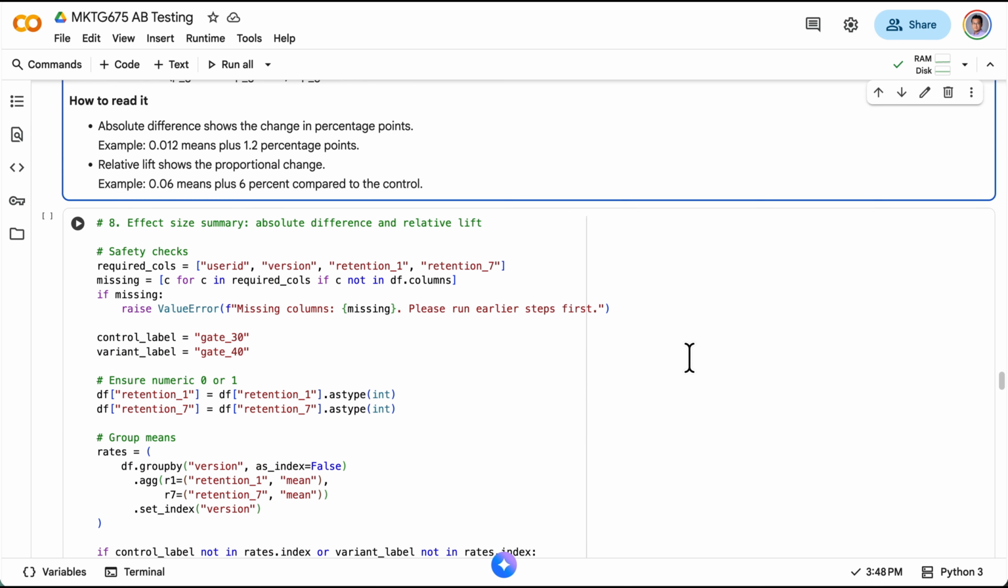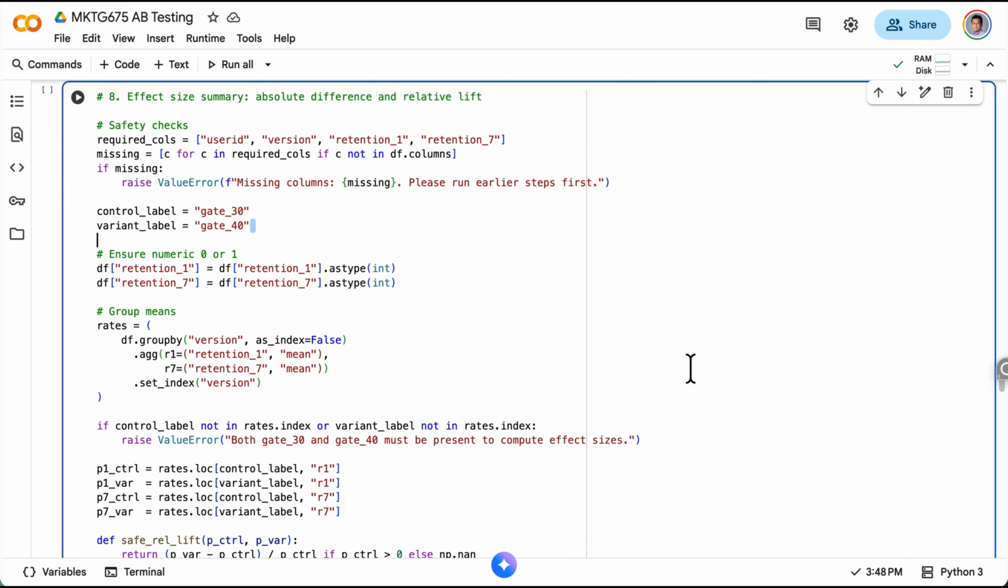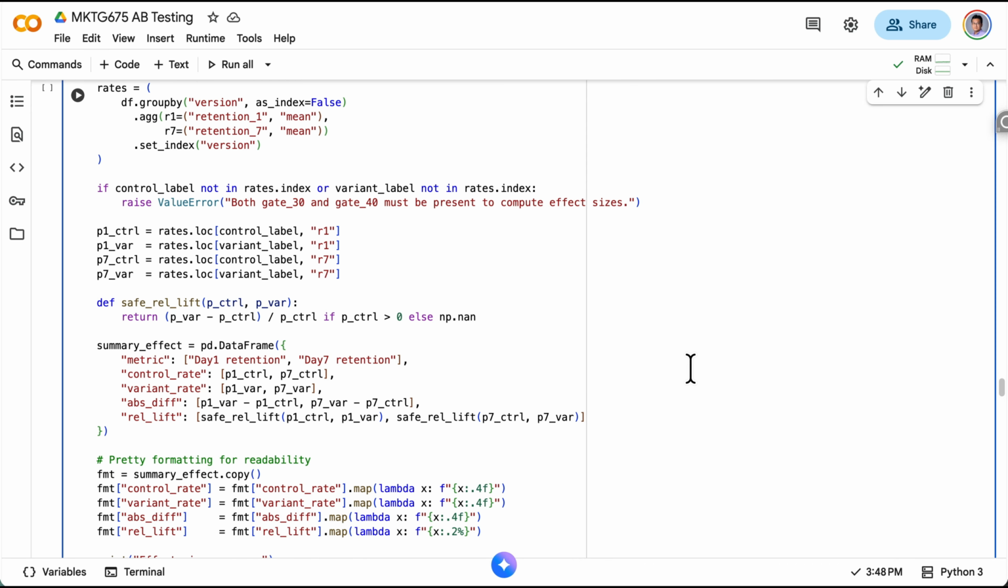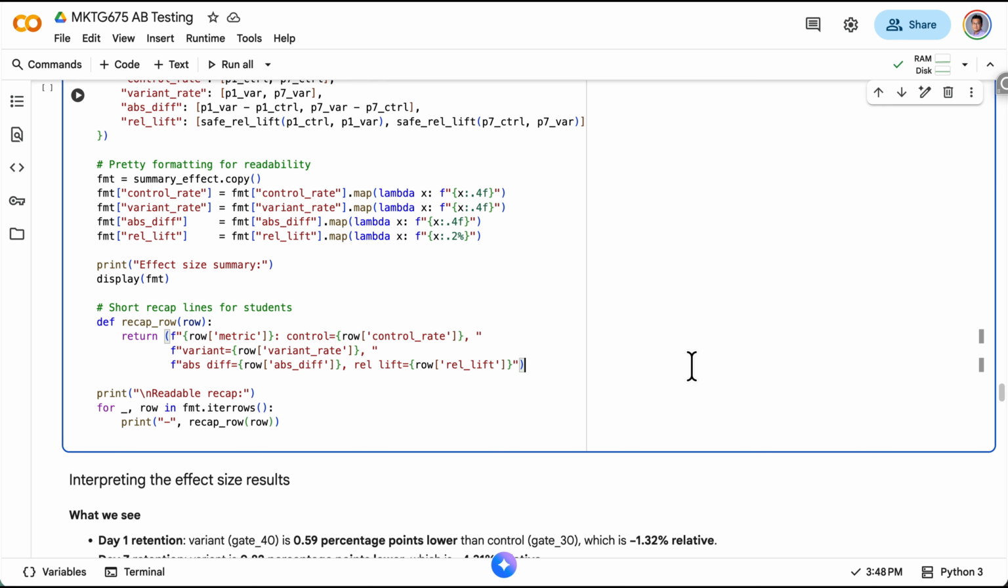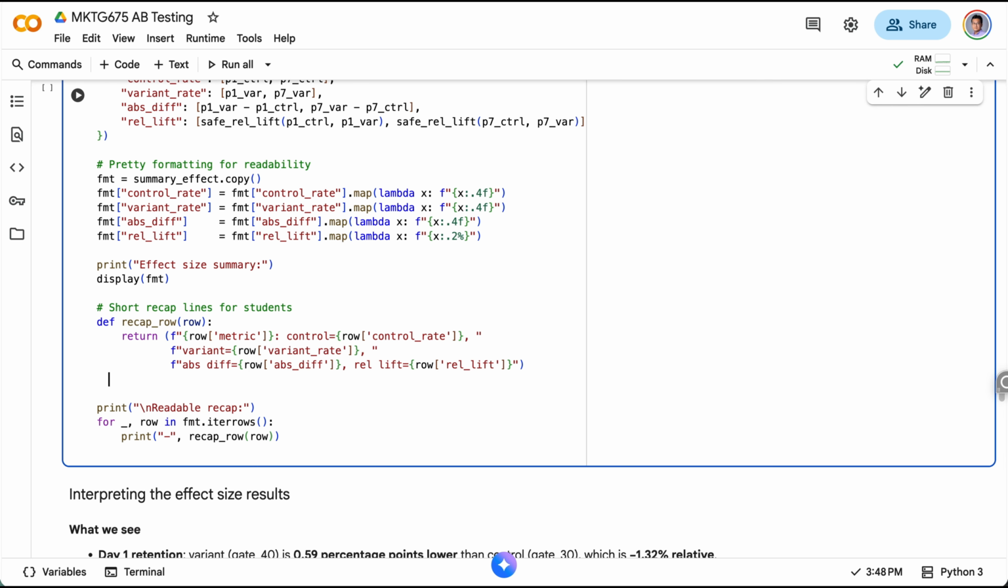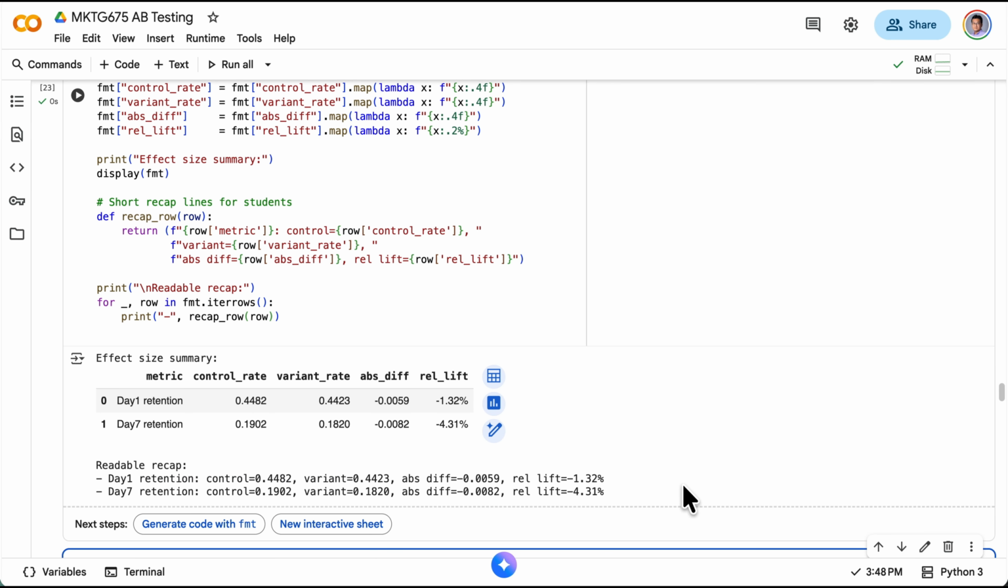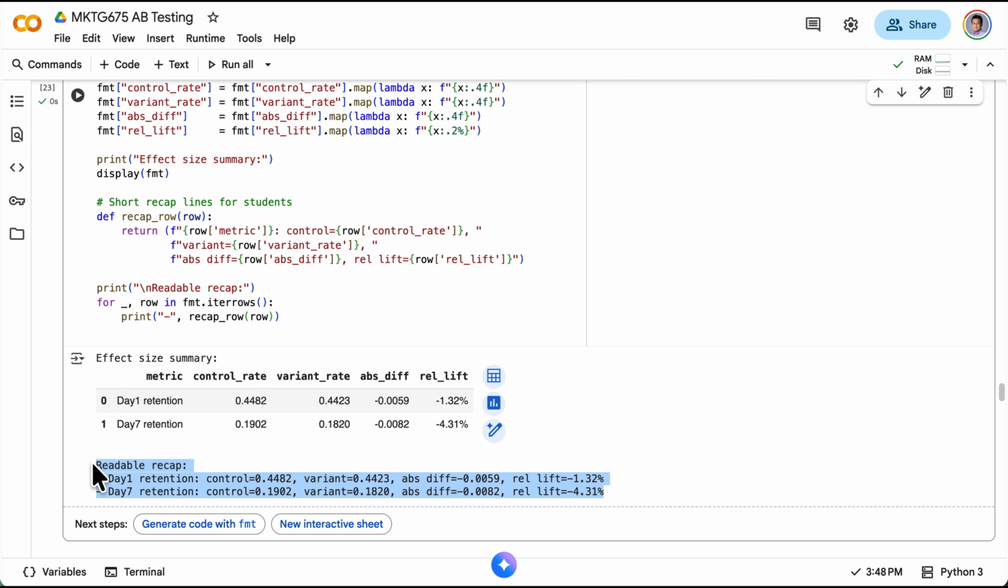Now we take those group averages and turn them into effect sizes that are easier to read and compare. The code calculates two things for each metric. Absolute difference: variant minus control in percentage points. Relative lift: the same difference divided by the control rate, in percent. Here is what we get.